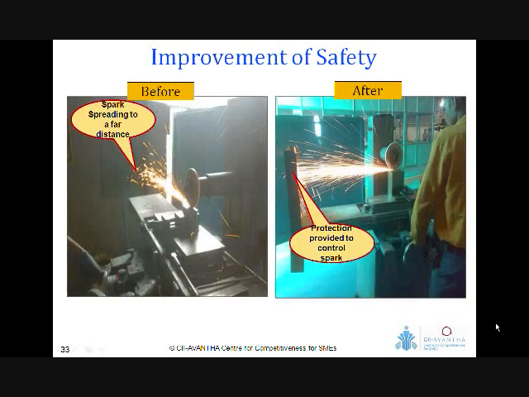For example, I'll share one Kaizen example. When you are doing grinding, sparks spread to a far distance. It is unsafe. So what we have done is provided a protection to control the spark. Very simple but very effective.